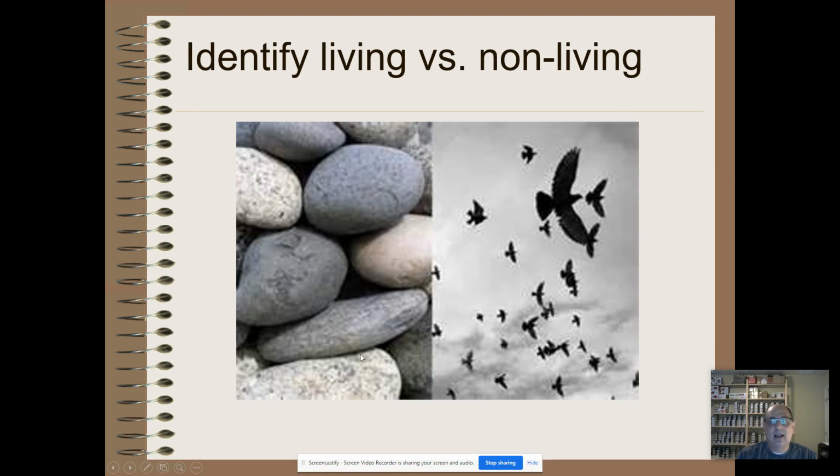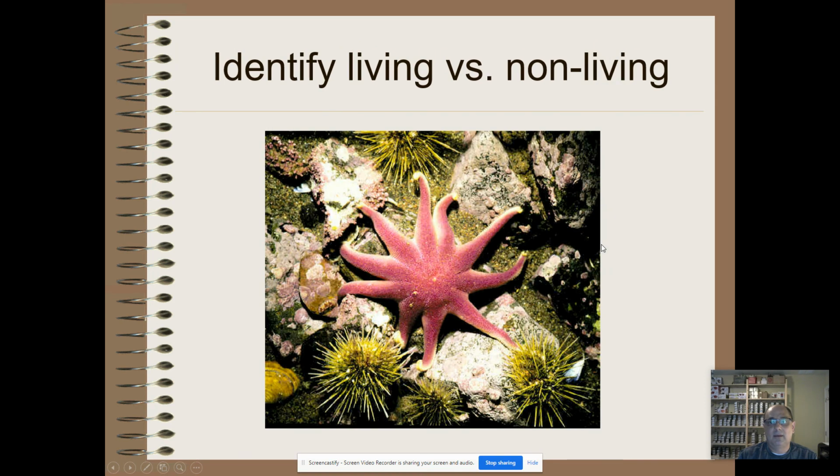So if I look to the left here at the picture of rocks, and then to the right I have birds flying. And if I obviously look, are rocks made up of cells? If I'm using my cell theory, no. So therefore they can't be living. Are the birds to the right made of cells? Yes, they are. So non-living, living. Okay, identify as living or non-living. This is a starfish. What do you think? Is a starfish made of cells? Yes, it is. So that would be a living organism.